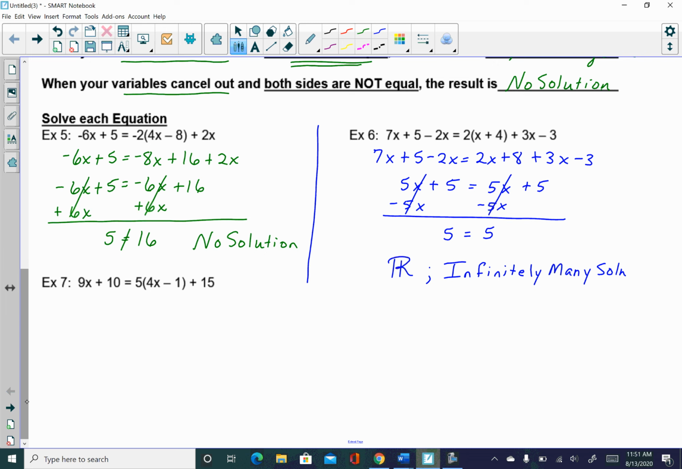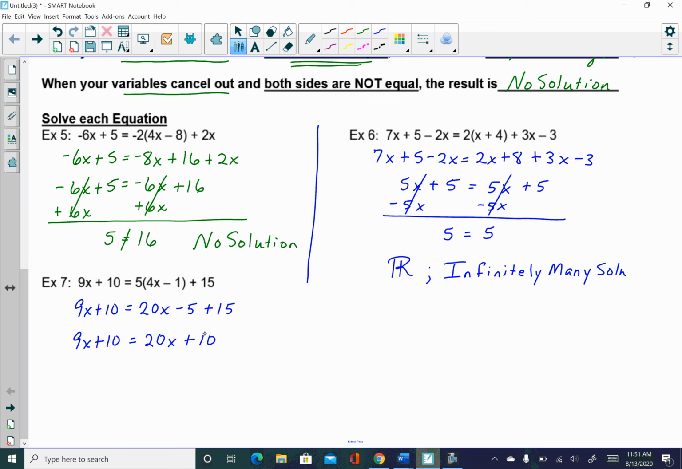Okay. So if I'm looking at this problem, I would then take my 5 here and distribute it through. So I have 9x plus 10. 5 times 4, 20x. 5 times -1, so minus 5 plus 15. 9x plus 10 over here. On the right-hand side, I'm combining like terms, so I have 20x plus 10.